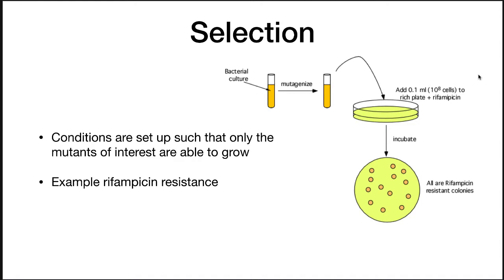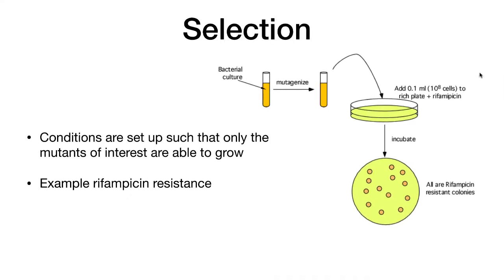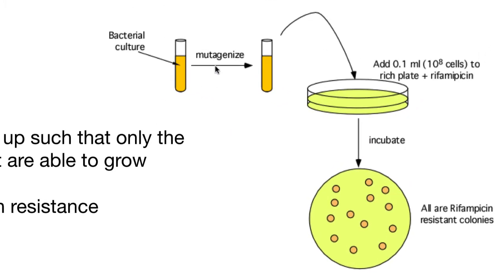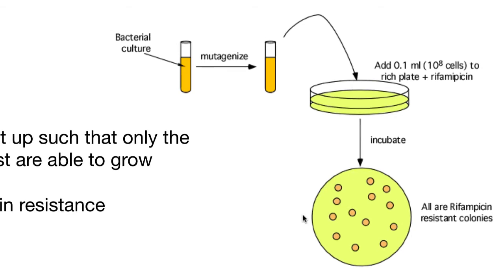This is where you set up media conditions in such a way that only mutants of interest are able to grow. For example, you take a bacterial culture, you might mutagenize it in some way with chemicals or ionizing radiation or whatever, and then you put it on a plate. And say you put about 0.1 ml, which is about 10^8 cells, on this plate. This plate contains the antibiotic rifampicin, and the only things that can grow on this plate are organisms that are resistant to the drug rifampicin, and you'll see them grow up.